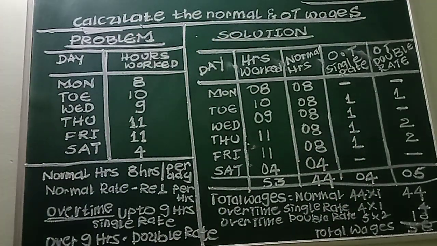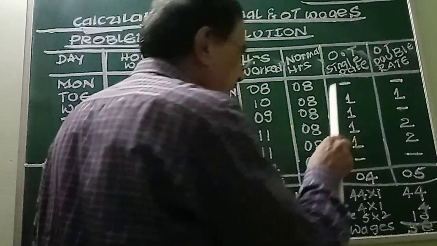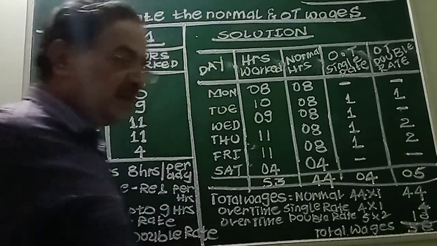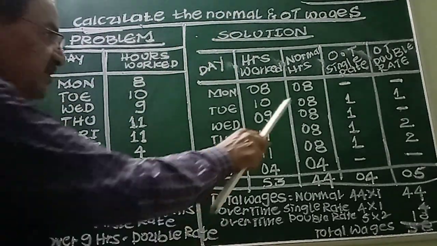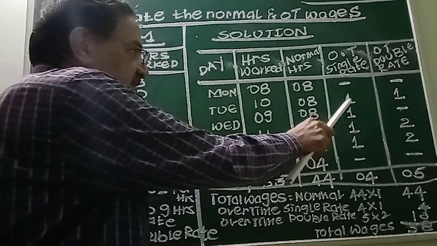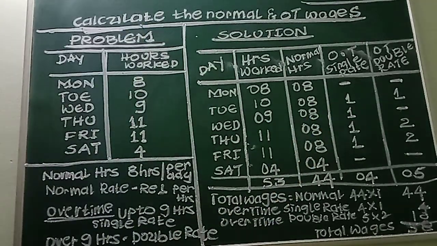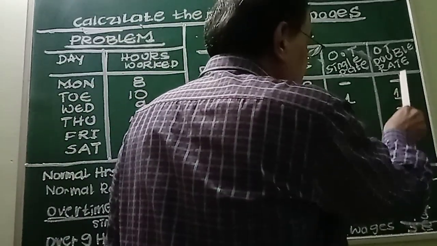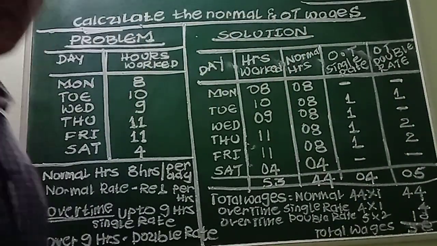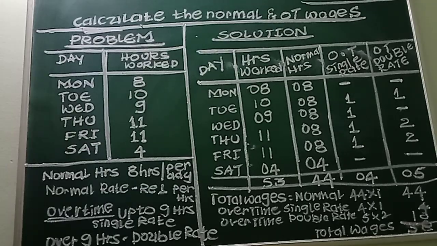And one more hour is there. Another extra 1 hour he has worked as OT, where he has exceeded 9 hours, because 1 hour he will be paid at a single rate and another hour, because the total number of hours worked by him is 10. So 8 is the normal, 1 is single rate, and another 1 is left out. That one he will get double rate.